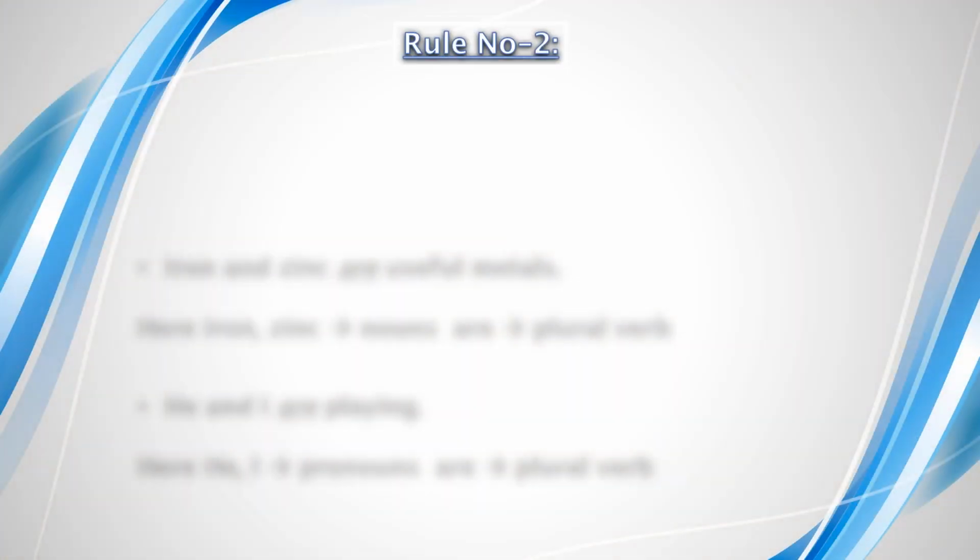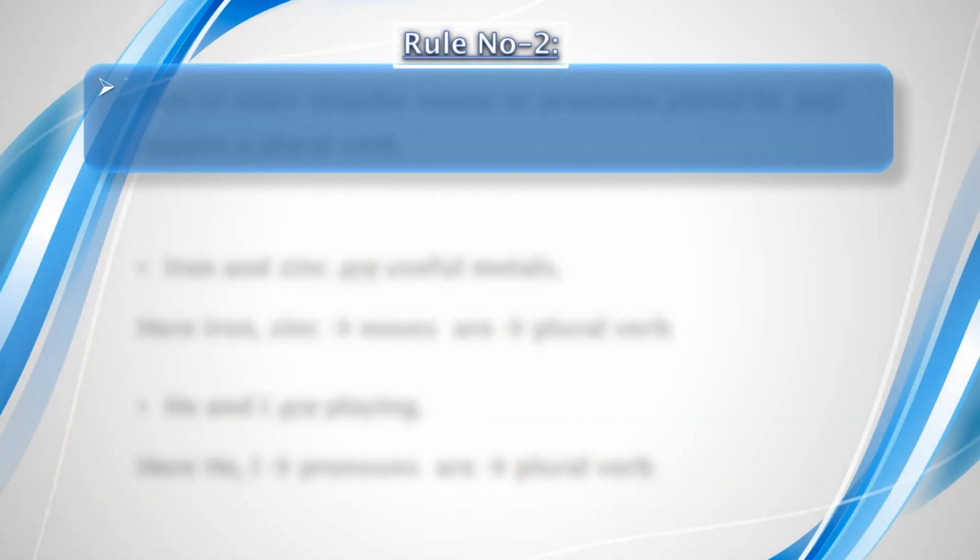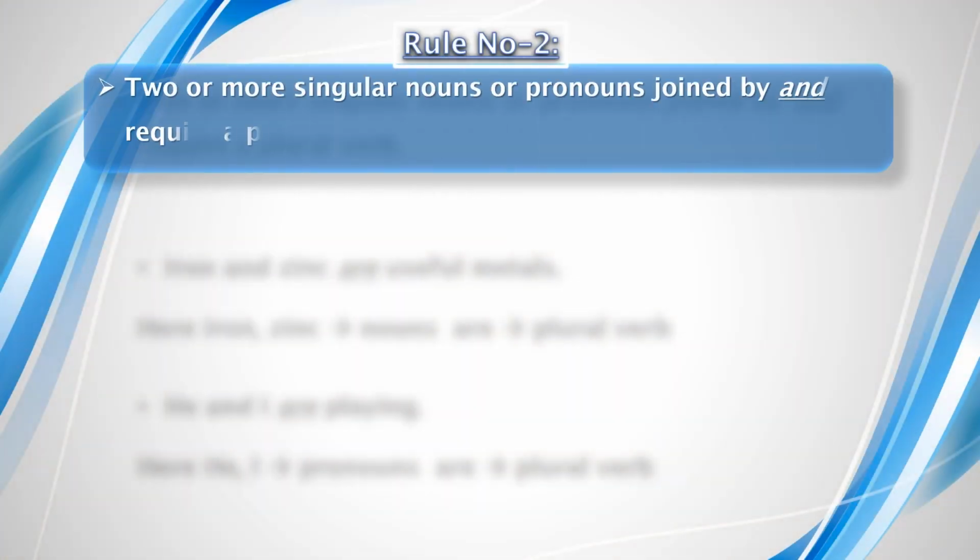So come to the next rule. When two or more singular nouns or pronouns are joined by and, then the verb is plural.